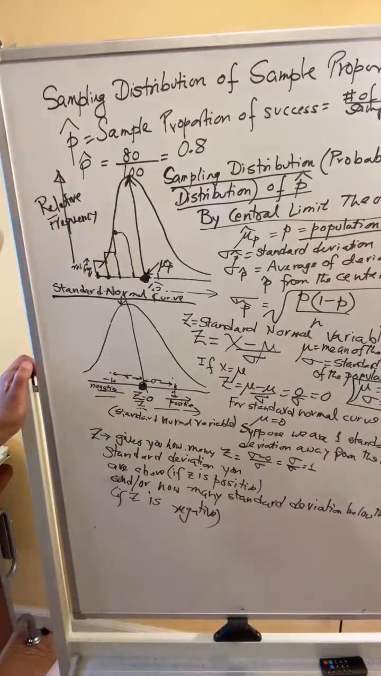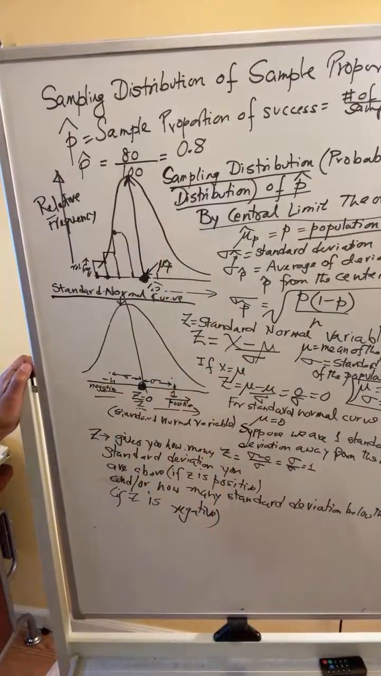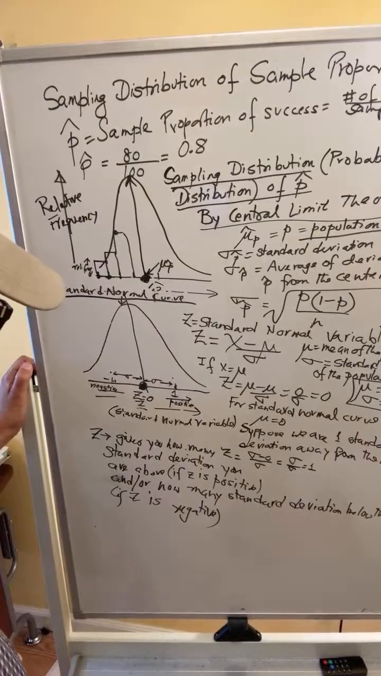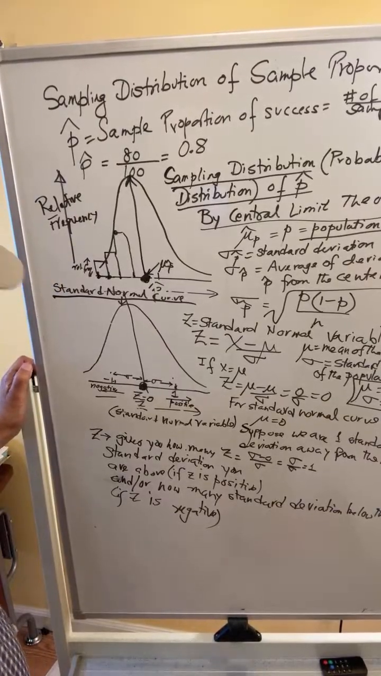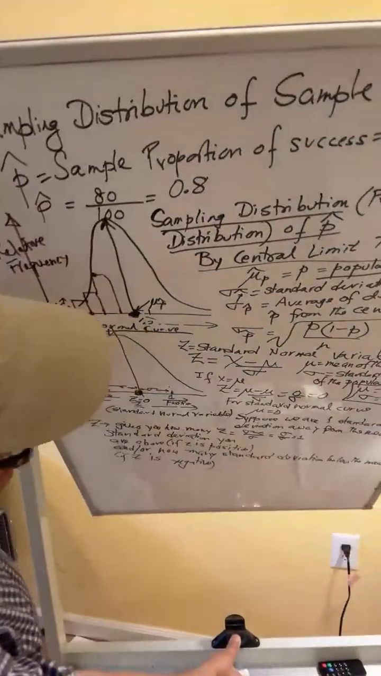Okay. So with this background, we will use the sampling distribution of p hat to find out sample size. You ask me how? Let's turn the board and do it on the other side of the board.